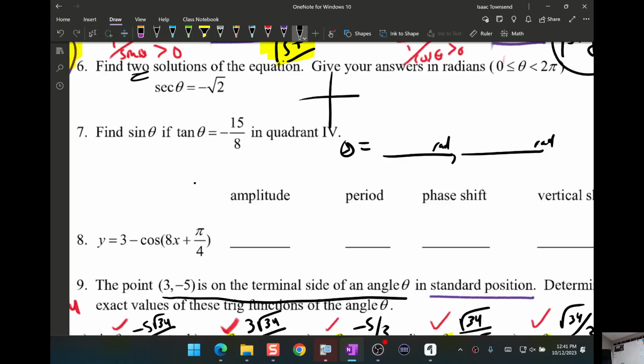But even if you know the unit circle, when you think about all these points, you really know sine and cosine values. You don't really memorize secant values. So the first step to this has to be to take the reciprocal of both sides. The reciprocal of secant would be cosine. The reciprocal of negative square root of 2 would be negative 1 over square root of 2.